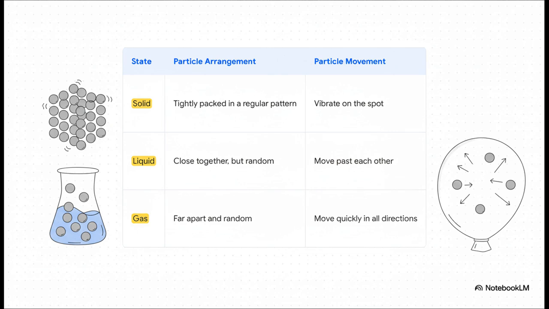Now, with a liquid, the particles have a bit more energy. They can break out of that rigid structure. They're still packed in close, but now they can slide right past each other. And that's exactly why liquids can flow. Then you've got gases. Here, the particles have loads of energy. They're zooming all over the place, really far apart, just bouncing around and filling up whatever container they're in.